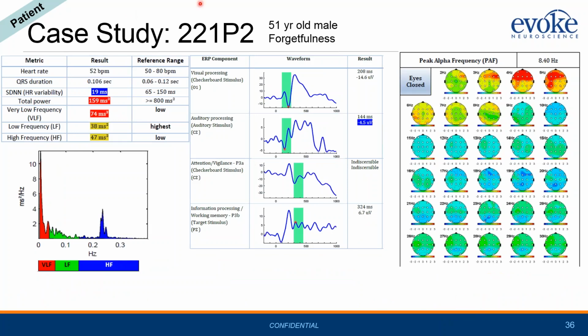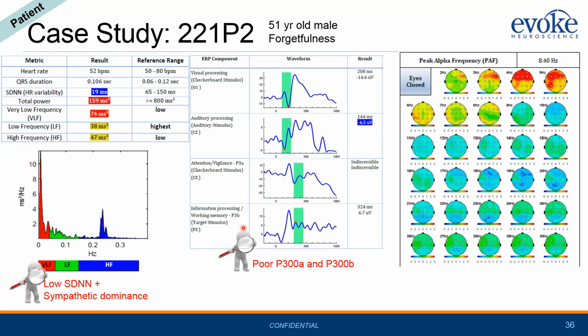This is a 51-year-old male who has forgetfulness. Their HRV, they have low SCNN and sympathetic dominance. That's one of our biomarkers. We look at our P300. Their P3A isn't discernible. And although this P3B was detected by the algorithm as healthy, it's actually not discernible at all. This isn't indicative of a P300 waveform, so I'm worried about their P300A and B.